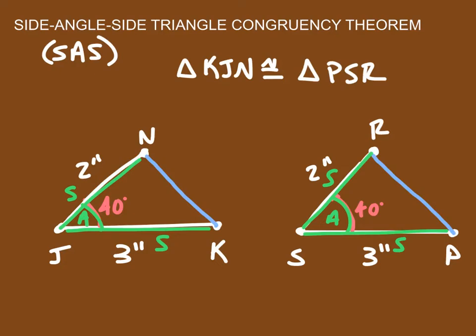If that's the information you're given, then you can draw the conclusion that these two triangles are congruent. You don't need to know what angle N is, or R, or K, or P. You don't need to know the length of NK and RP. We automatically know that the triangles are congruent.